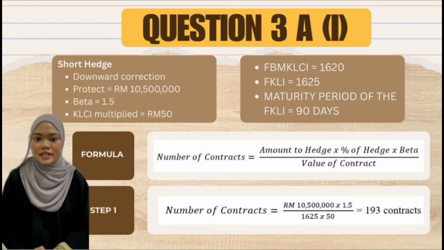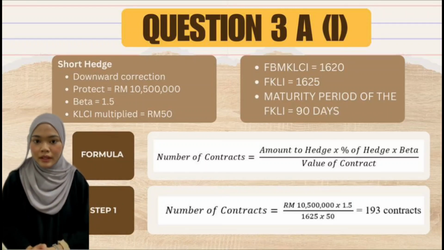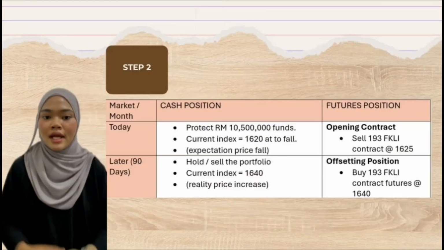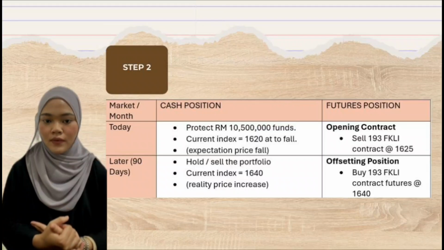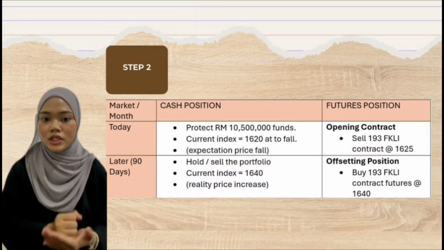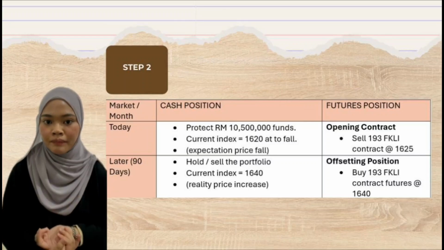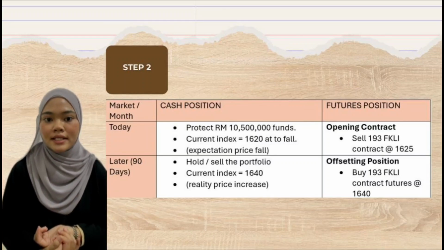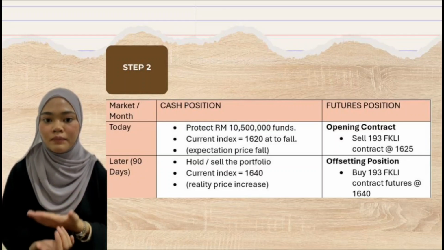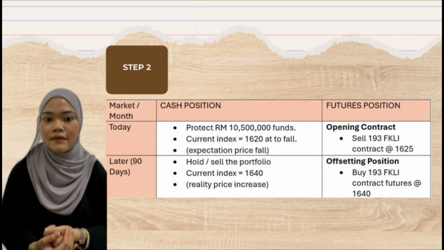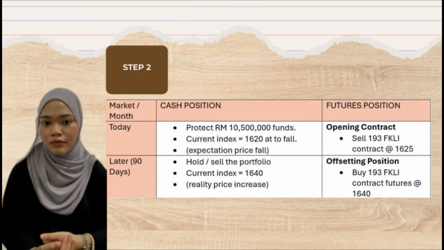Since the fund manager expects a downward correction in the market, the appropriate strategy is to take a short position in FKLI futures. Step number 2 is to outline the strategy. Today, in the cash position, the fund manager owns a stock portfolio worth RM 10.5 million. At the same time, the market index is 1620 and the expectation is that the market will decline. Therefore, in the futures position, the fund manager opens a short hedge by selling 193 FKLI contracts at 1625.